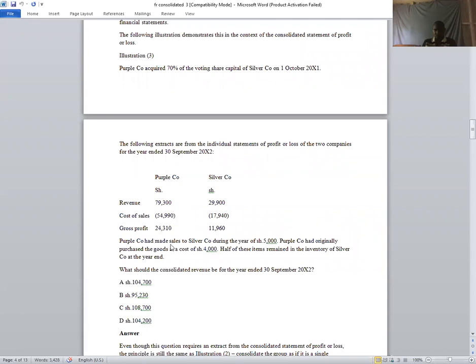Purple Company had made sales to Silver Company during the year of shillings 5,000. That is an intra-sale. It's an internal thing. Purple Company had originally purchased the goods at a cost of 4,000. Half of these items remained in the inventory of Silver Company at the year end. So what should be the consolidated revenue for the year?